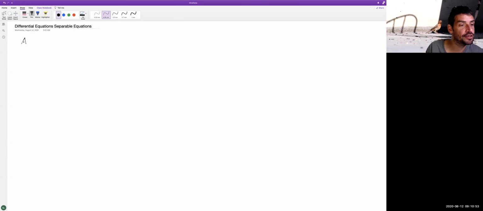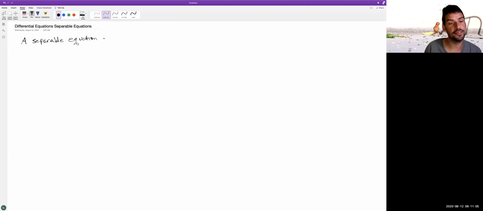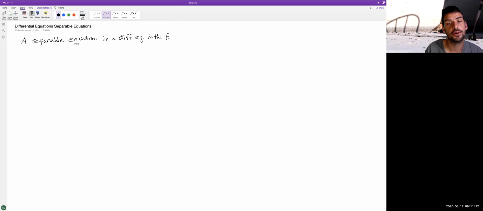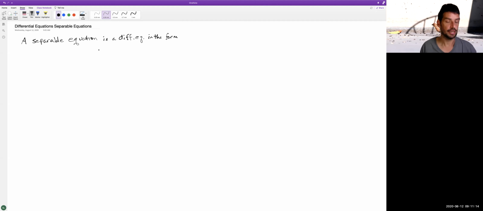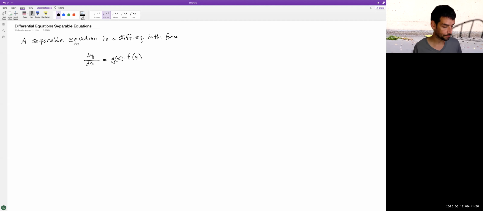So let's start with a definition, and then we're just going to do two, maybe three examples. We'll see how long things take. So a separable equation is a differential equation in the form, or that can be written in the form dy/dx is equal to, just want to use my same notation, g of x times f of y, okay?